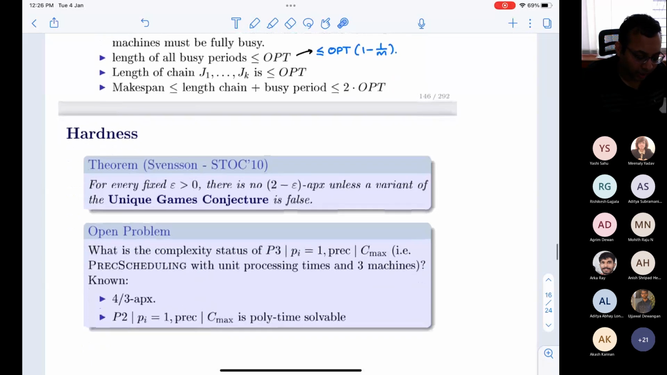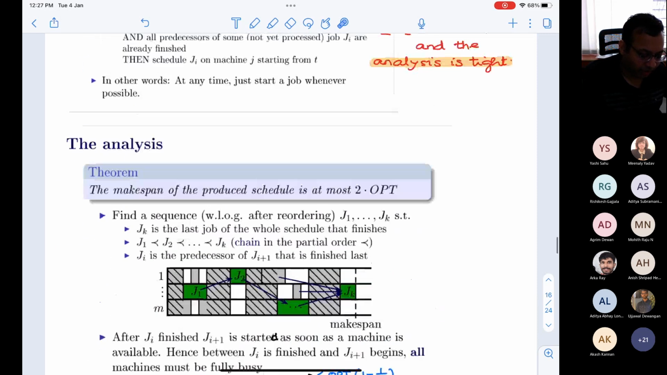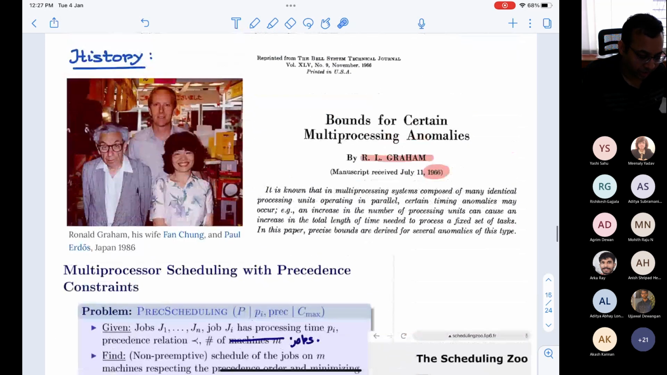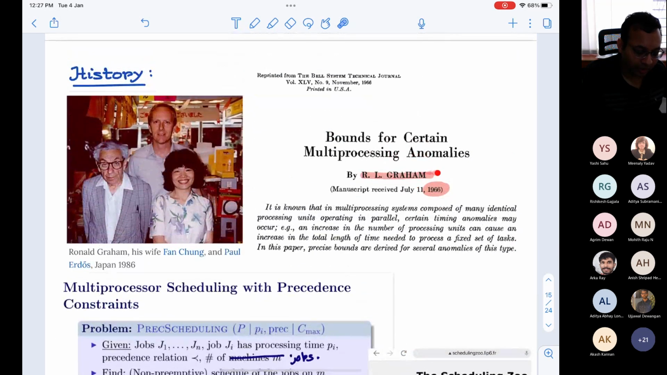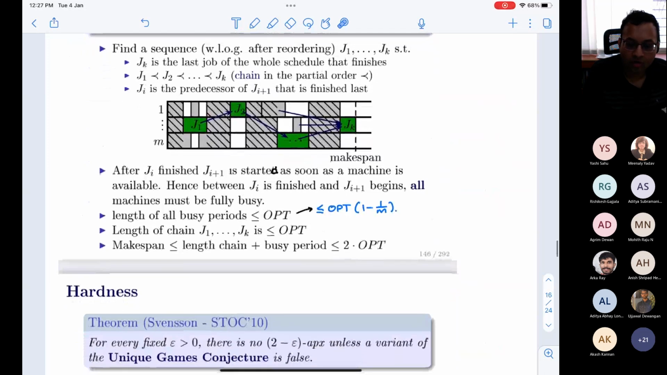And actually, it was shown that this is the best you can do. For any fixed epsilon, you actually cannot get better than a 2 minus epsilon approximation under something called the unique games conjecture, which we'll see later in the course. And actually, this problem has received so much attention. It's more than 50 years. It started in 1966, when he was working at Bell Labs. So more than 55 years, but still, this problem is not very well understood.